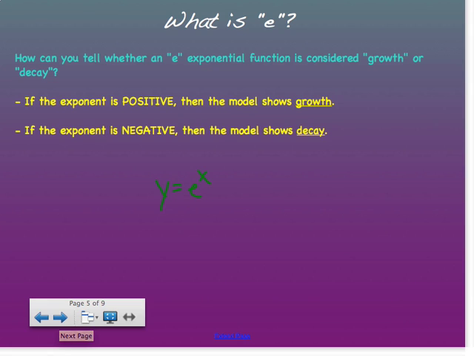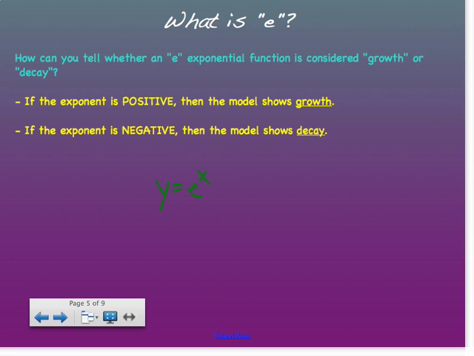In actuality, I can also talk about what happens if the exponent, not the base, is negative or positive, that will also indicate growth or decay. And we'll only talk about this in relationship to the e powers, at least for now. If you look at what's in yellow, I want to know, hey, how am I going to tell if it's growth or decay? Well, it's pretty easy. If the exponent is positive, then the model shows growth. If the exponent is negative, then the model shows decay.